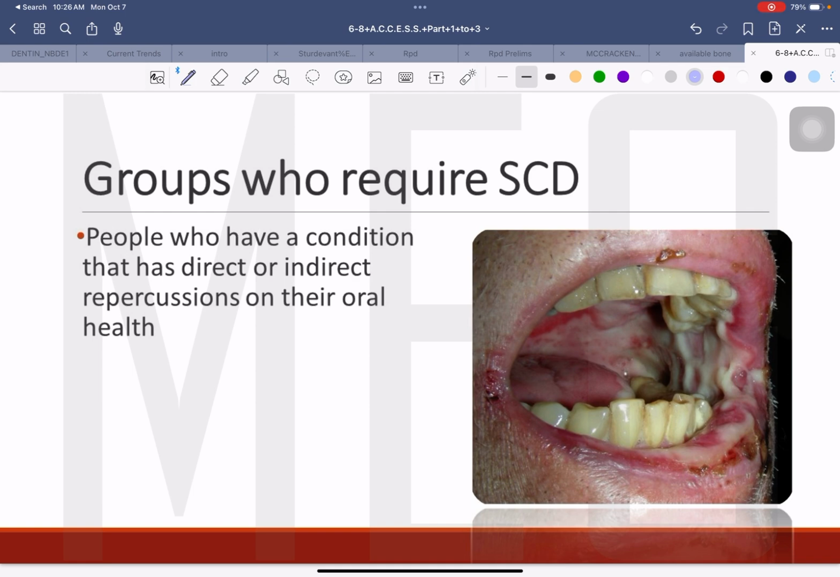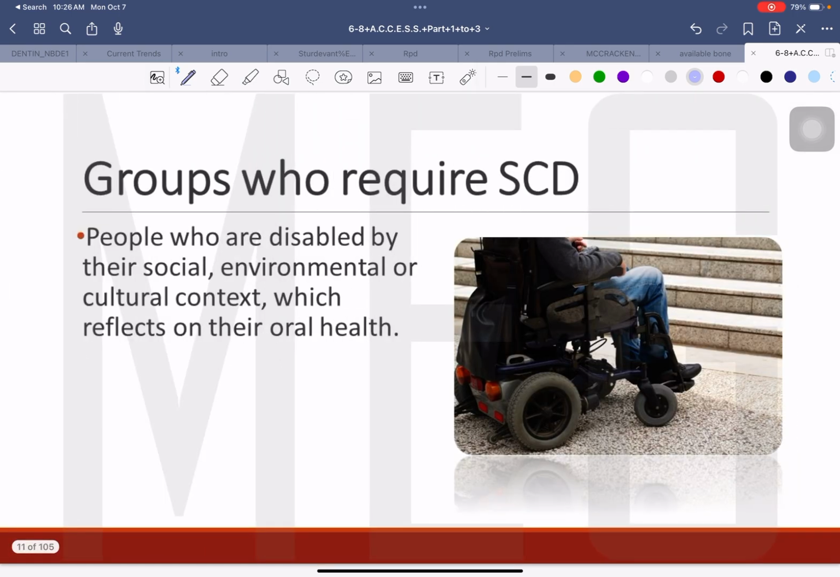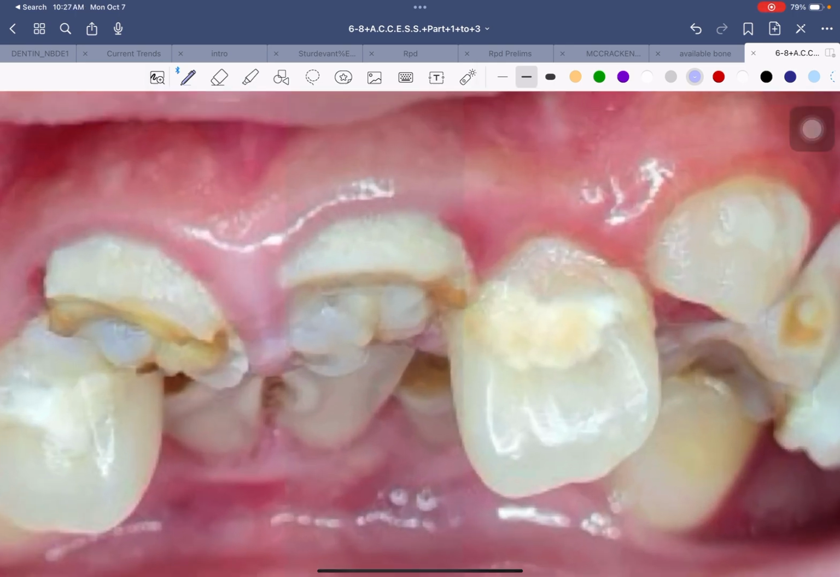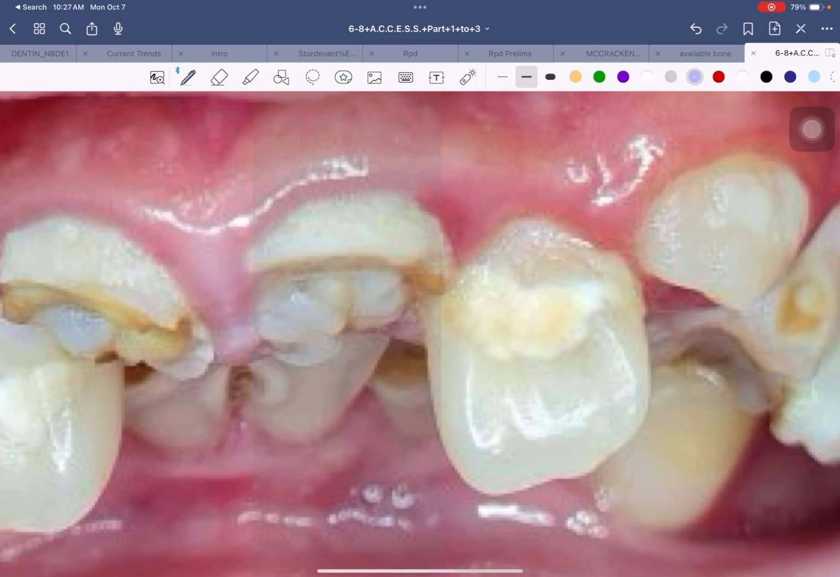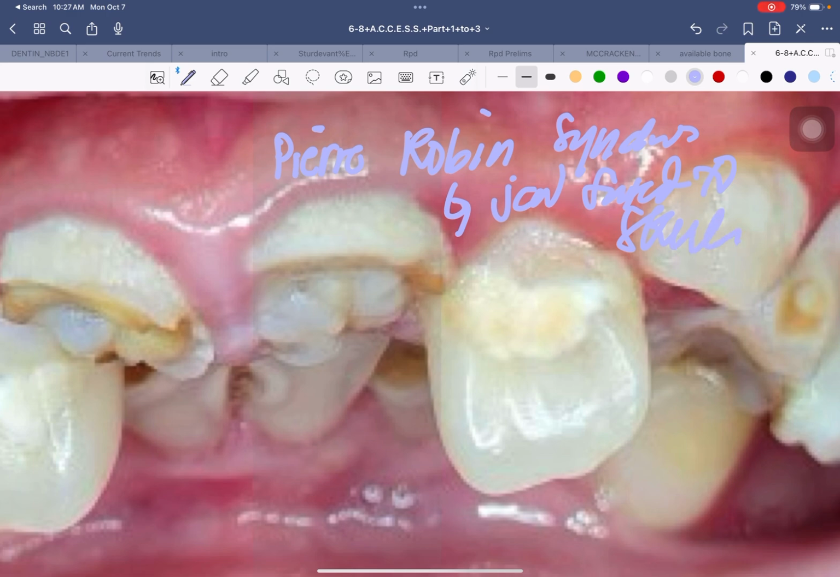Now, groups who require special care dentistry are people who experience disability due to impairment of oral function and or structure, and who are limited in their activity and or participation directly by their oral status. In this case, this is a patient with Pierre-Robin syndrome. With Pierre-Robin syndrome, the jaw is fused with the skull, so they cannot open their mouth properly. Then how will you do proper treatment on this? So we did modifications after the surgery. This patient cannot open their mouth.